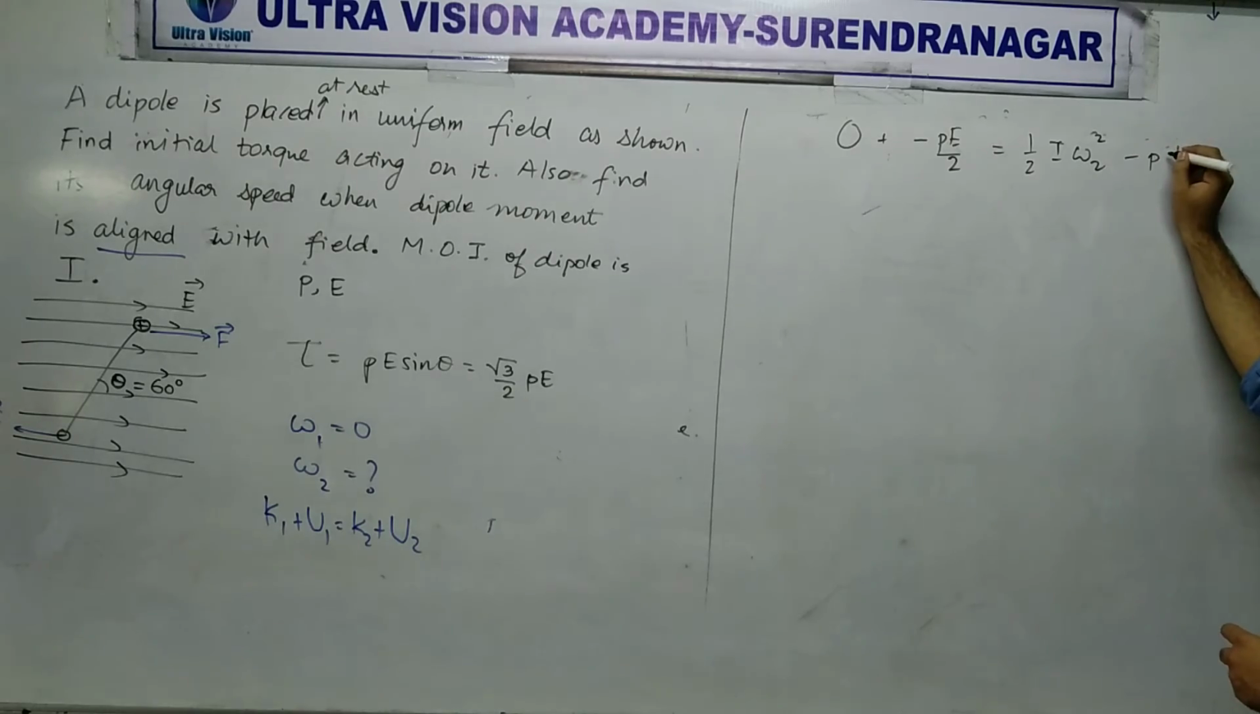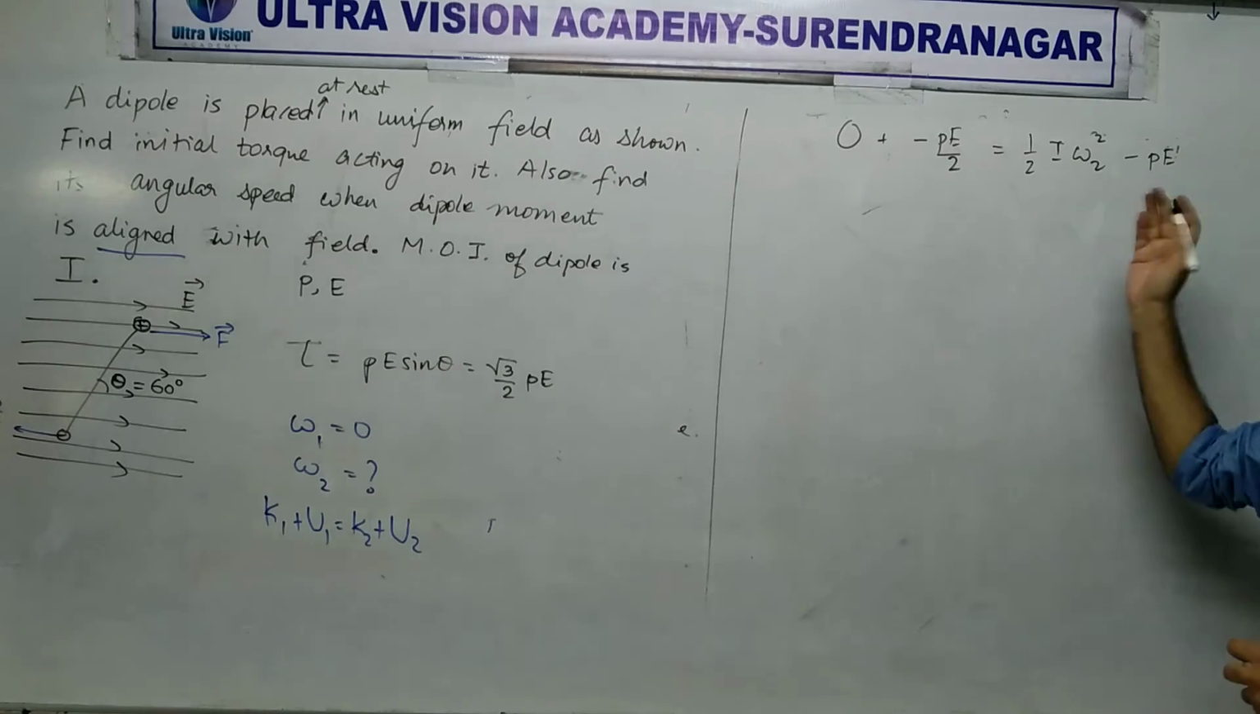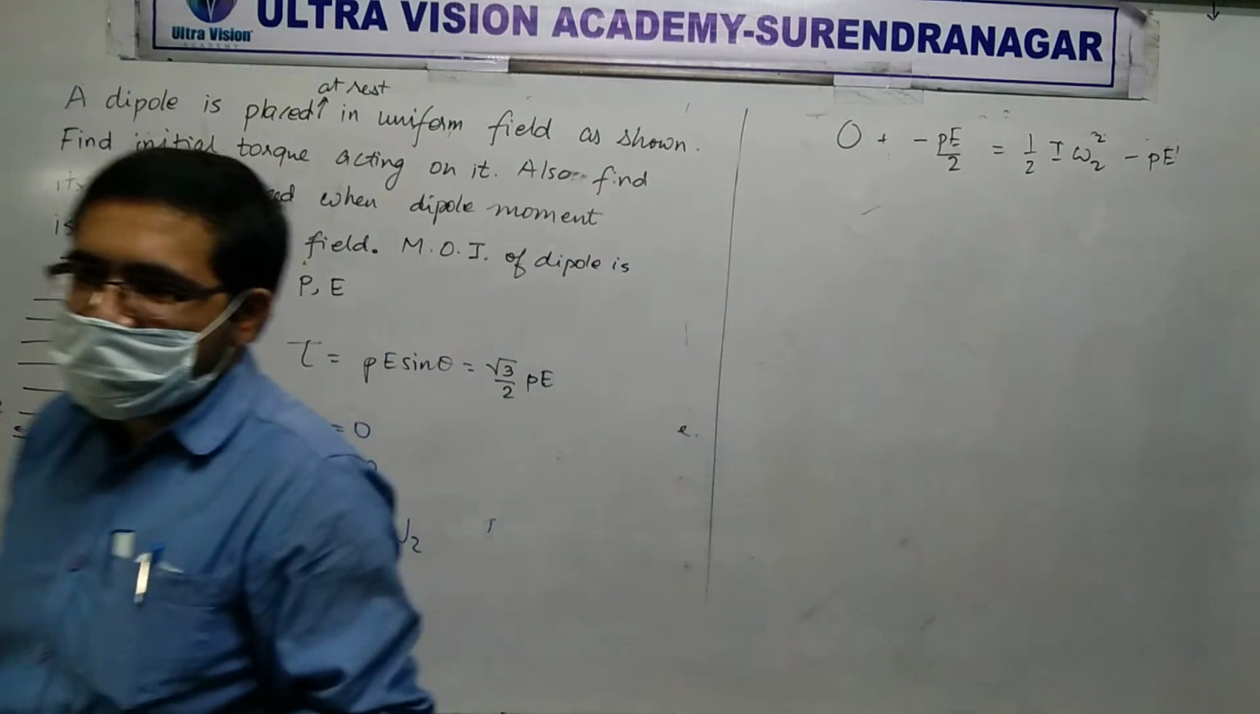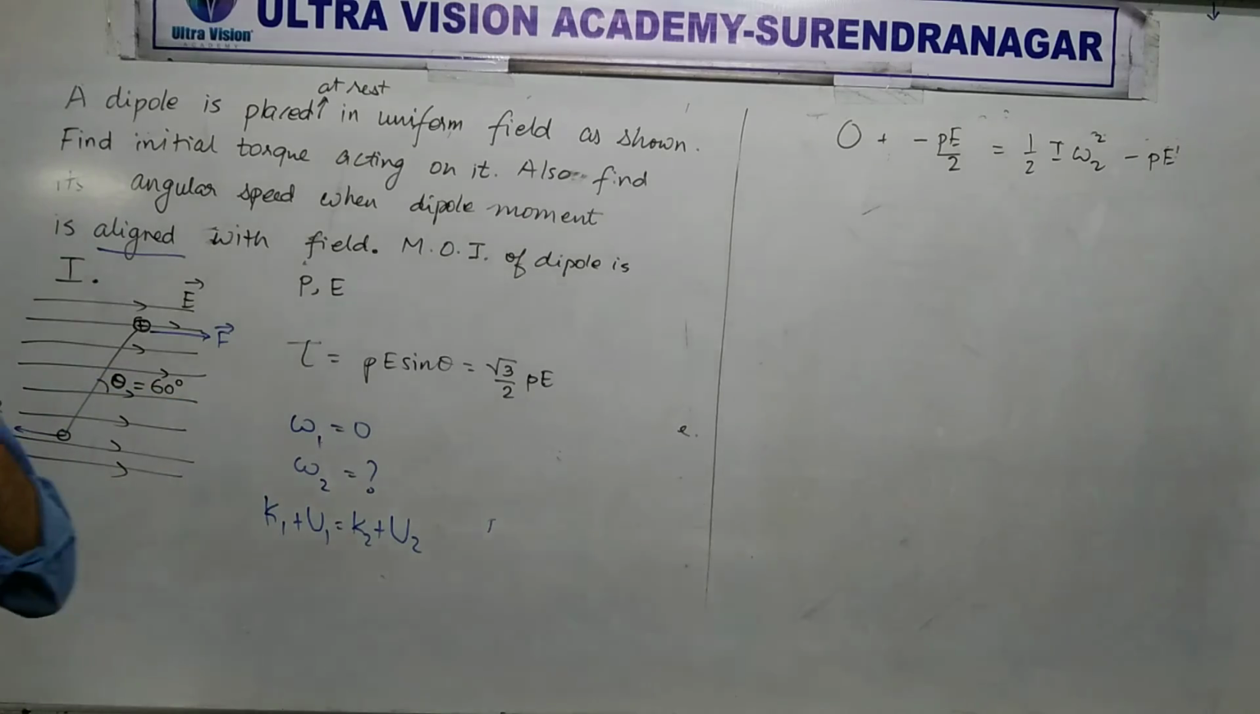Minus P E cos 0. Cos 0 is 1. Now solve it, it's not difficult.